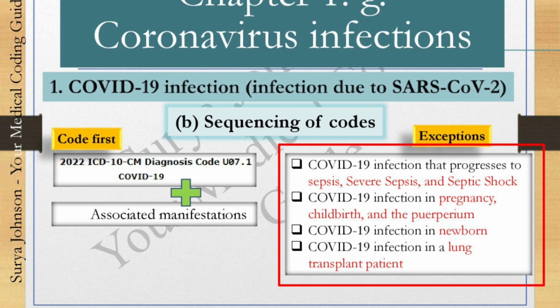The next scenario here is COVID-19 infection in pregnancy, childbirth and the puerperium.